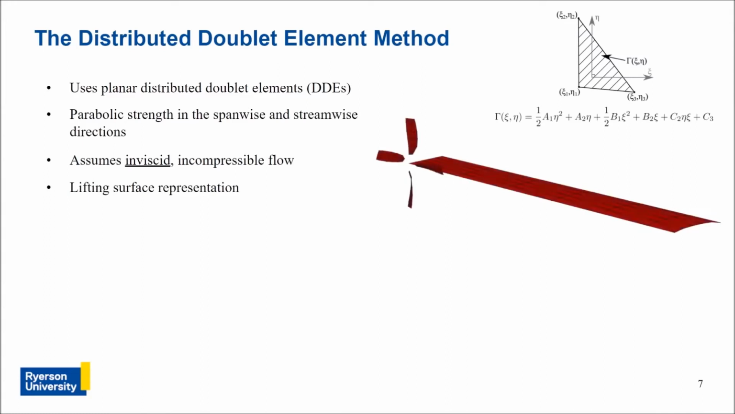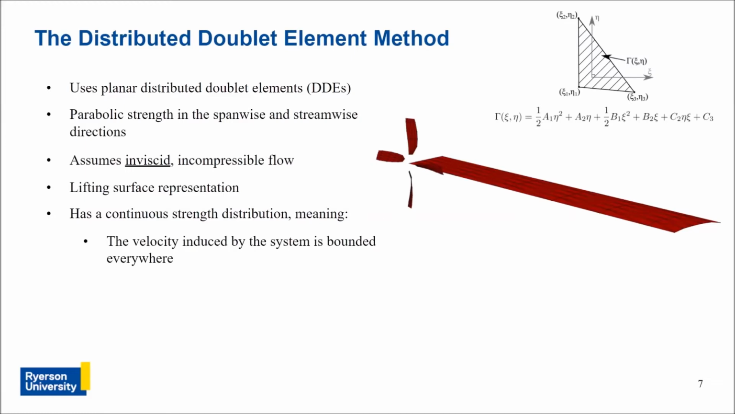The DDE method uses a lifting surface representation, modeling surfaces as infinitely thin by placing the elements on the camber line. So here, for example, we have a wing half span with a four-bladed wingtip mounted propeller modeled with DDEs. This method uses continuous strength distribution, which means the doublet strength across the entire surface and wake is continuous and uninterrupted. This results in a velocity field that is bounded everywhere. There is no near infinite induced velocities because the system is fully distributed and the strength is continuous and uninterrupted.